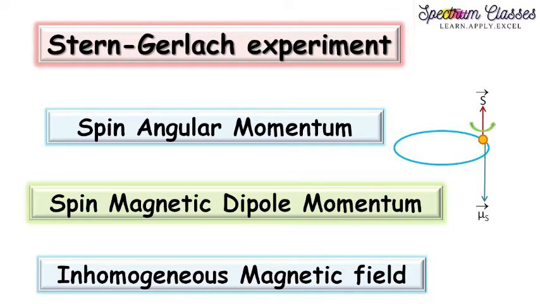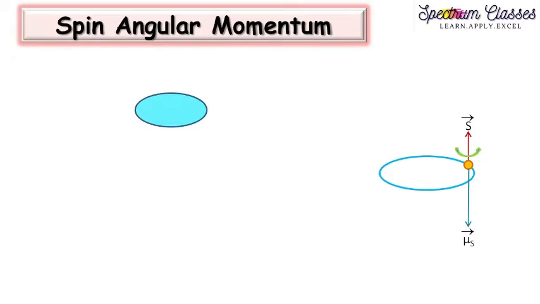In addition to these two terms, I am also going to discuss why in this experiment we are using an inhomogeneous magnetic field, and why we are not using a homogeneous magnetic field. So let's start with the spin angular momentum first.